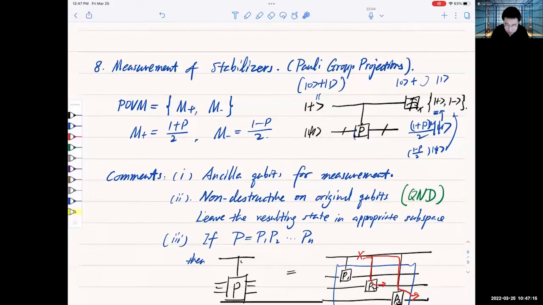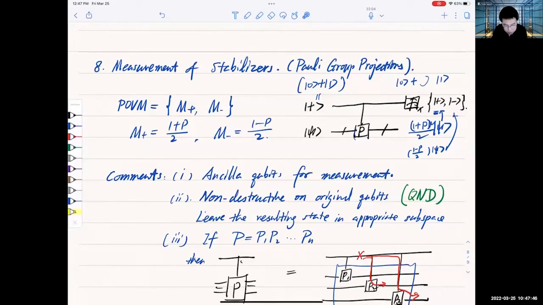And effectively it implements a projective measurement associated with these two measurement operators. I think Ivan Deutsch's class also mentioned the POVM, and a generalized measurement consists of sets of measurement operators which add up to identity. This is the POVM, with n plus corresponding to 1 plus p over 2, and n minus, which is 1 minus p over 2.